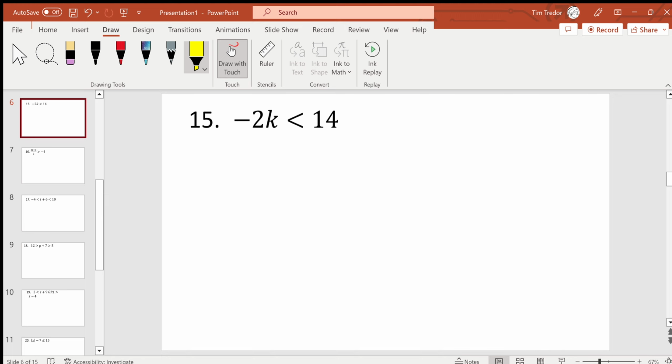All right, let's take a look at number 15. I want to get the k by itself, so I'm going to divide both sides by negative 2. One thing we're going to encounter here is the major difference between dealing with inequalities versus an equation. When we divide by a negative number, we have to switch the direction of our inequality. So I'm going to have 14 divided by negative 2 is negative 7. Negative 2 divided by negative 2 cancels, and I'm left with k is greater than negative 7.